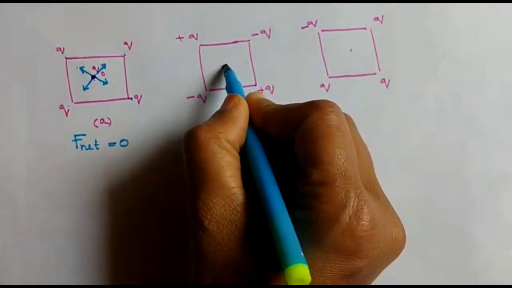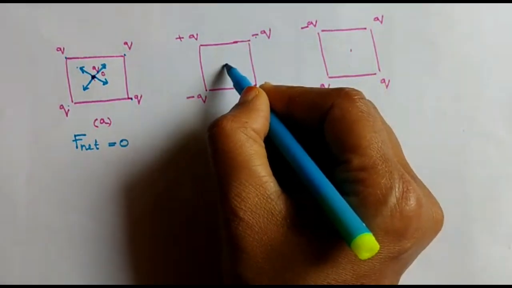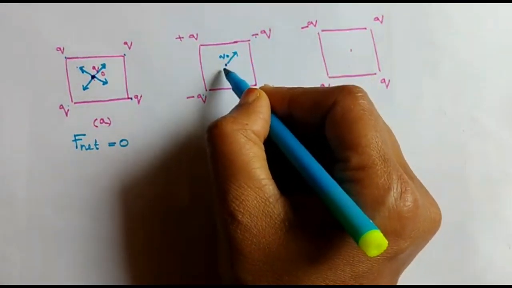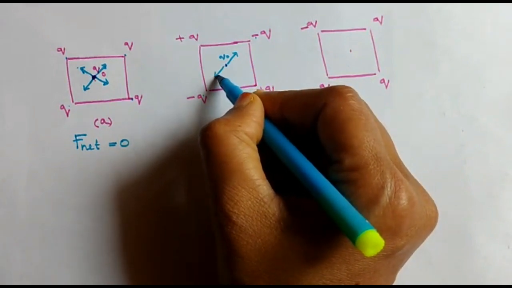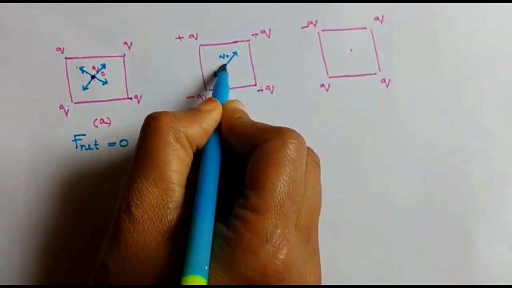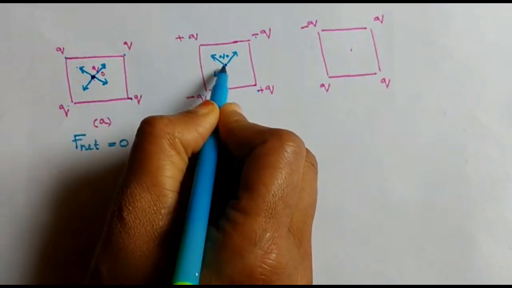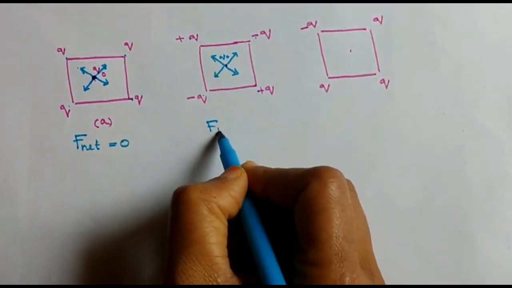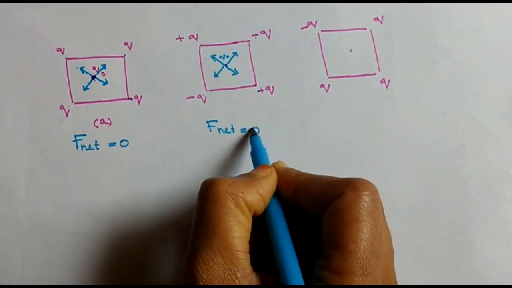Come to this arrangement. Negative and negative. A charge Q naught is attracted by a negative charge. Another force of attraction, they cancel. Repulsion due to plus Q. Another repulsion due to plus Q. Again the forces are balanced. The net force is 0.